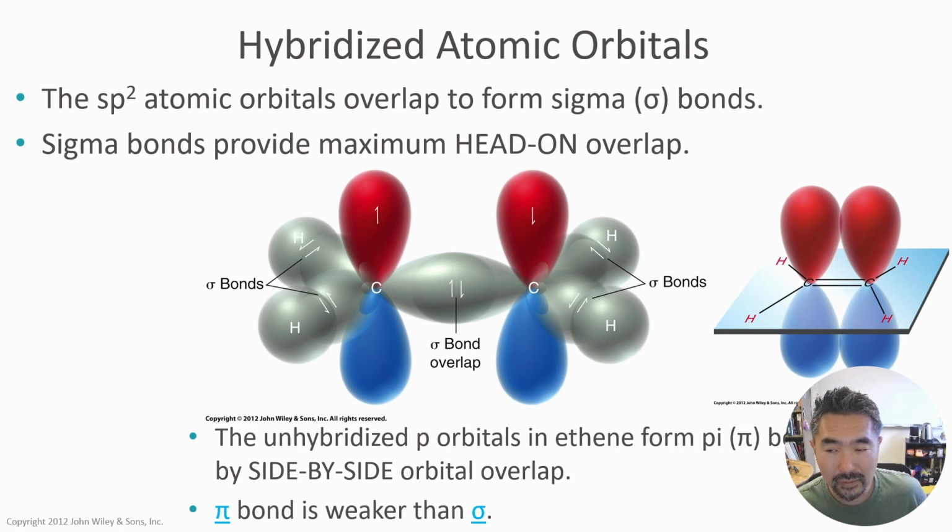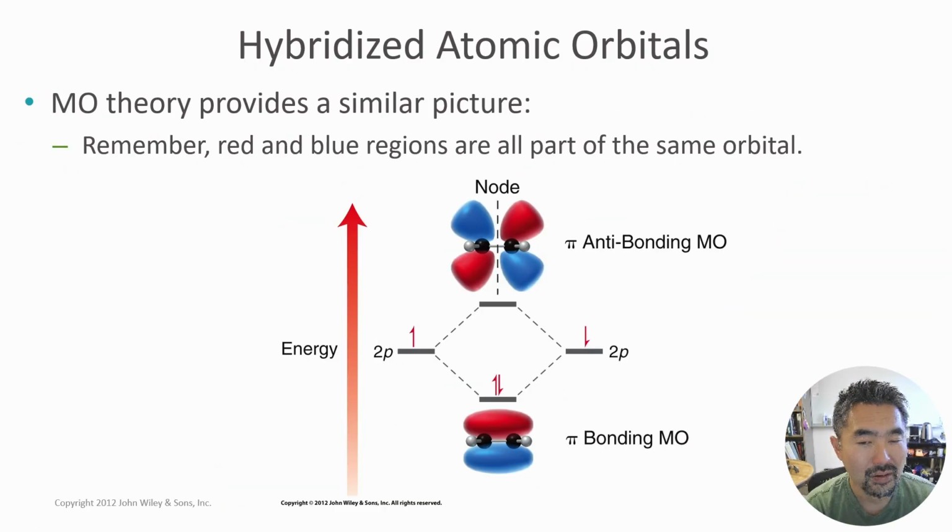Pi bond is always weaker than sigma bond because pi bond is this weak side-to-side overlap, whereas sigma bond is this really tight head-to-head overlap, which is also depicted in the molecular orbital depiction of the molecule. Right, the pi bonding molecular orbital goes over the whole molecule like this. That's where the electron likes to hang out. We don't have to worry about the antibonding molecular orbital because you don't put any electrons in there for ethylene anyway.